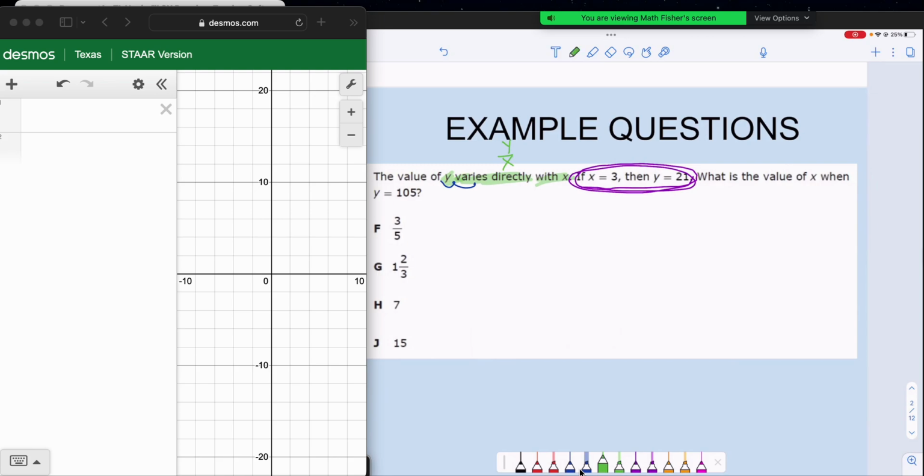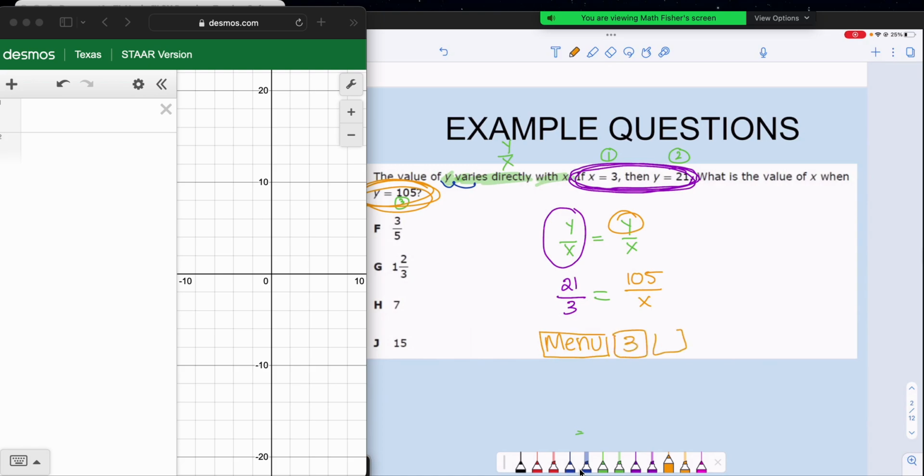We know it's three numbers, so we have y over x equals y over x. These two numbers go in one whole fraction together. So we have y equals 21, so 21 on top, divided by 3, equals, then our last number is y equals 105, which means it's y, so it goes on top, 105, and we throw the x on the bottom. Then we're going to do menu 3, 1, comma x.